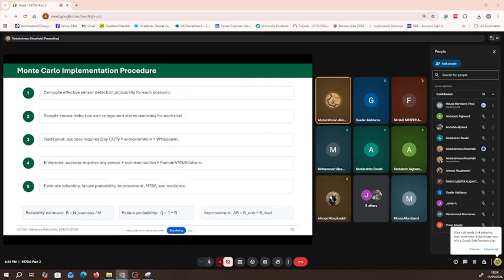The reliability estimate is calculated by dividing the number of successful trials by the total number of trials. The failure probability is simply 1 minus the reliability. This represents the probability that the system fails to detect the event or generate the alarm. The reliability improvement is calculated by subtracting the traditional system reliability from the enhanced system reliability. This shows how much improvement is achieved by using four-sensor fusion and redundant communication.